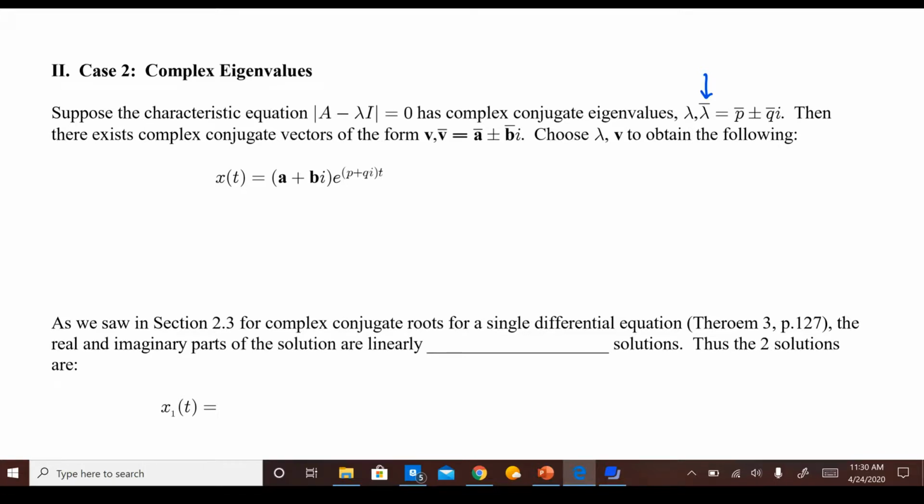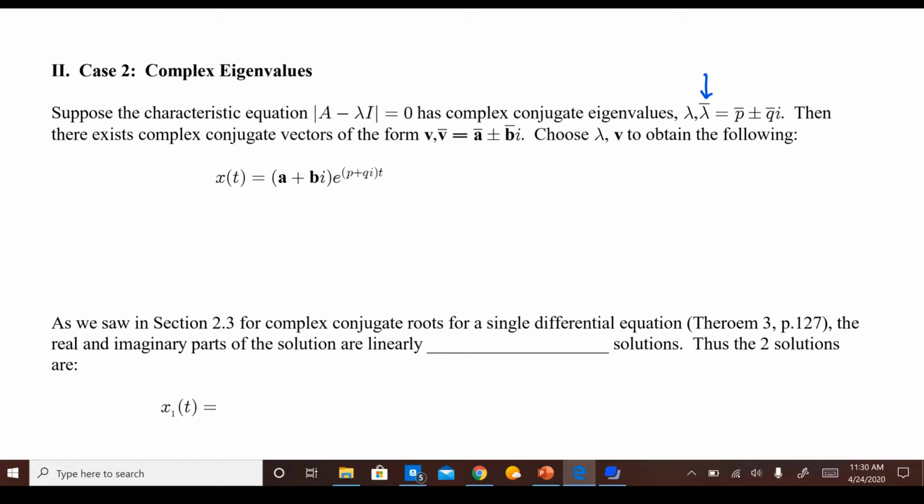Then there exist complex conjugate vectors of the form v and v bar equal to a plus or minus bi. Now, in this case, the bold print indicates that we are dealing with the vector, and the bar indicates that we're dealing with a complex conjugate vector. To obtain our solution, we can choose one of the pair. Choose lambda and v to obtain the following.